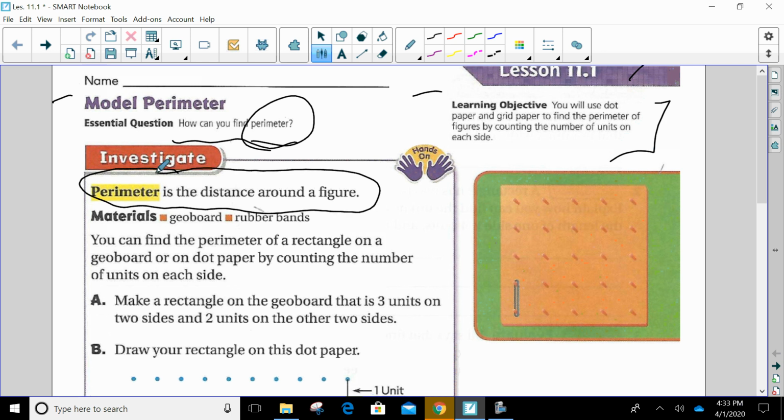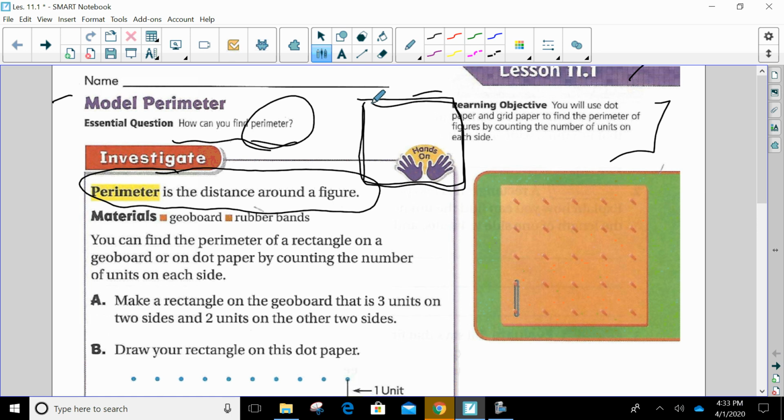Okay, so our perimeter right here is what you need to know. Perimeter is the distance around a figure. It is the outside. All we're doing is measuring the outside length of a figure. That is it. We're just measuring the sides and adding them up. That's it. Perimeter plus, remember that.